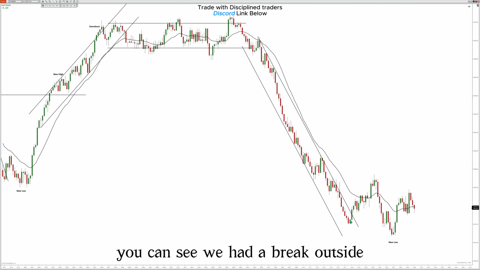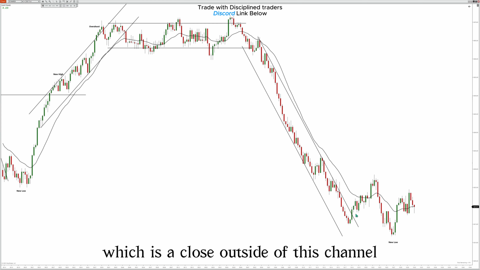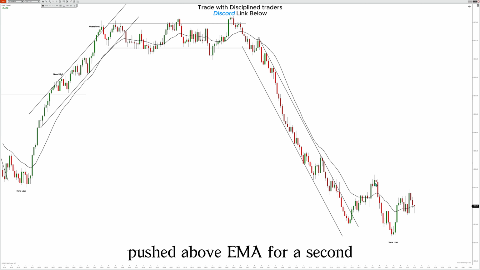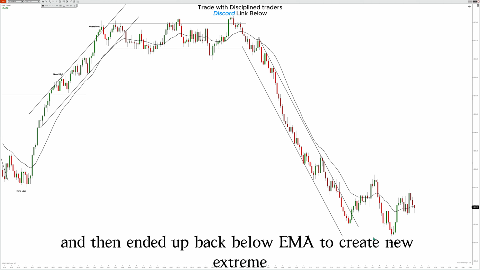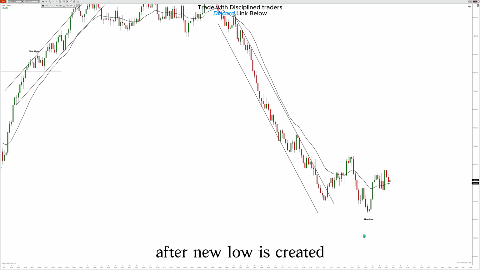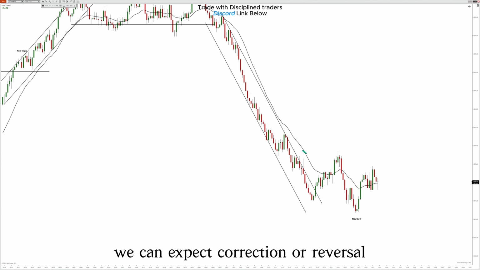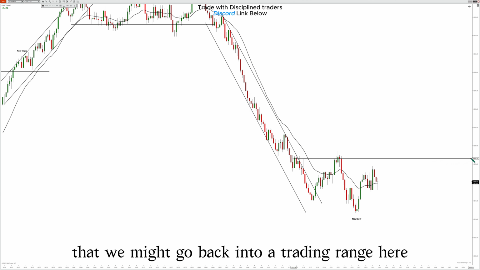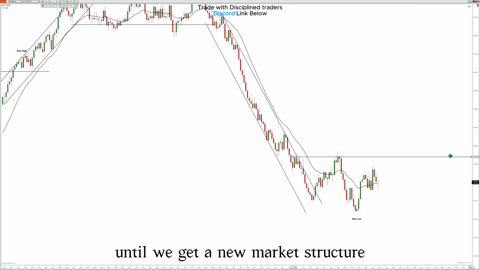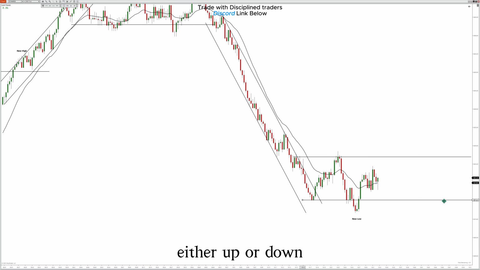You can see we had a breakout side, which is a close outside of this channel. Pushed above EMA for a second, and then ended up back below EMA to create new extreme. After new low is created, we can expect a correction or reversal, so there's a good chance that we might go back into a trading range here until we get a new market structure, either up or down.